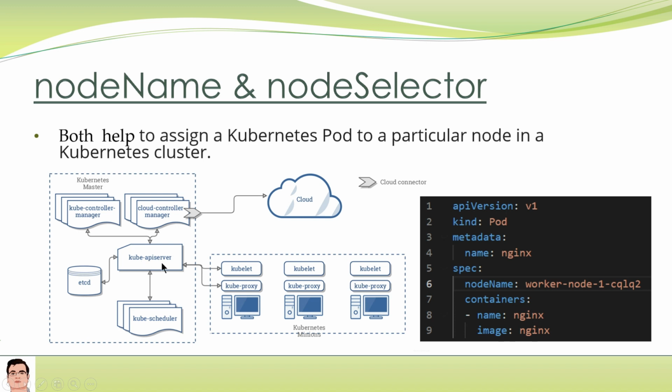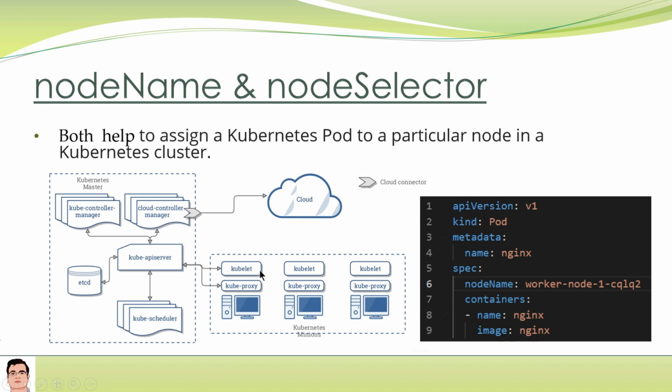In that case, the Kube API server provides all the information to etcd, and etcd is a database, so it keeps all the information regarding the creation of the pod. If you don't have any information regarding etcd, you can refer to my video where I discussed how to take a backup and how to restore the etcd database in the Kubernetes cluster. After saving all the information for that particular pod, the Kube API server will contact the kubelet of that particular node. Suppose this is node 1.